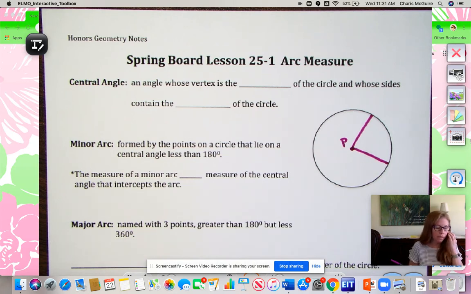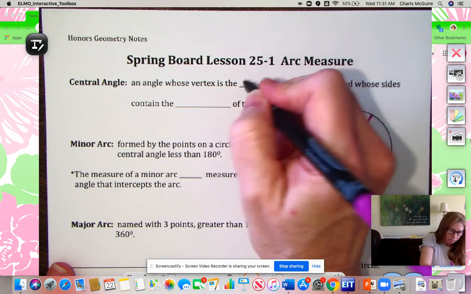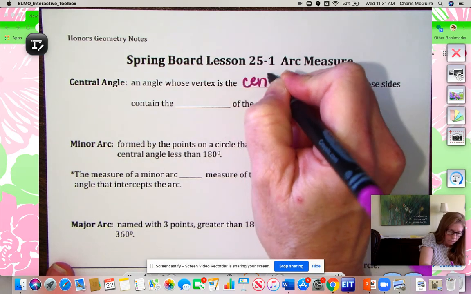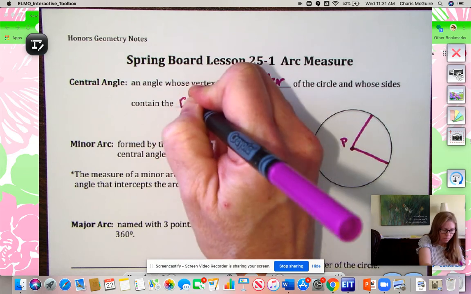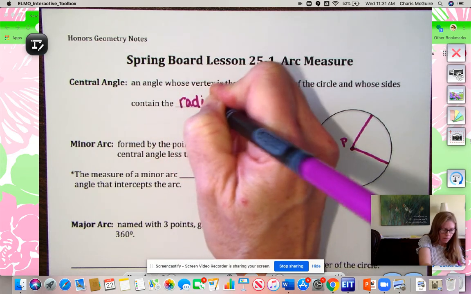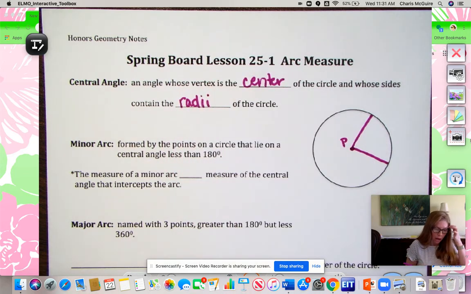So let's fill in the blanks up here. An angle whose vertex is the center of the circle and whose sides contain the blank of the circle. You fill it in. Hopefully you said the radius or the radii, right? Because it's plural. I love a double I. That's fun. The radii of a circle.